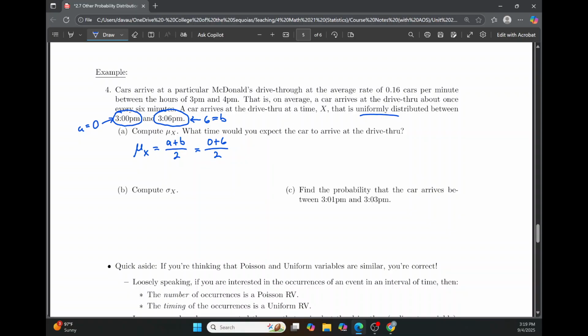Okay, so if the mean is 3, what does that mean? What time do we expect the car to arrive? Well, we wouldn't expect it to arrive at 3 o'clock. What this means is that we expect it to arrive 3 minutes after 3 o'clock. In other words, we would expect it to arrive at 3:03 p.m.